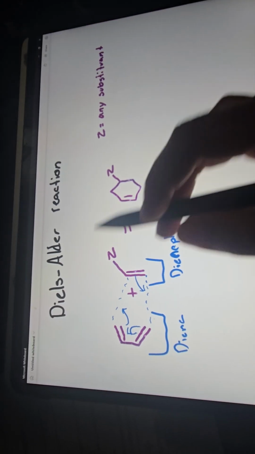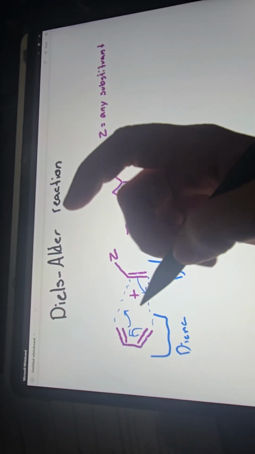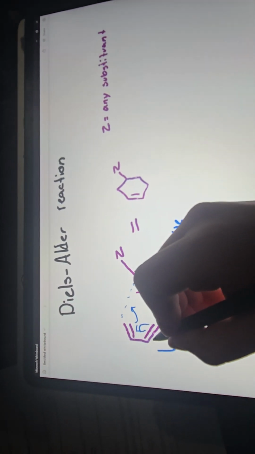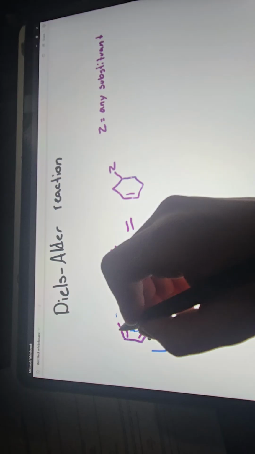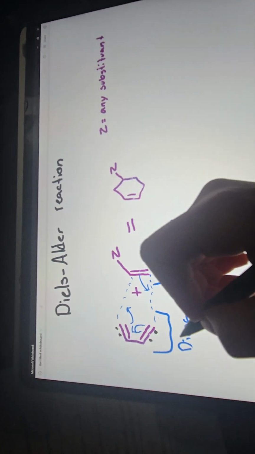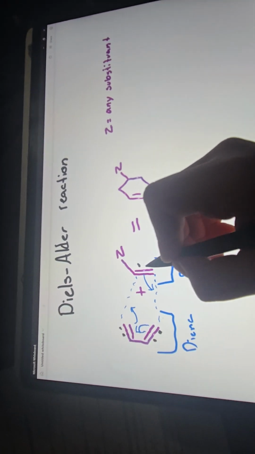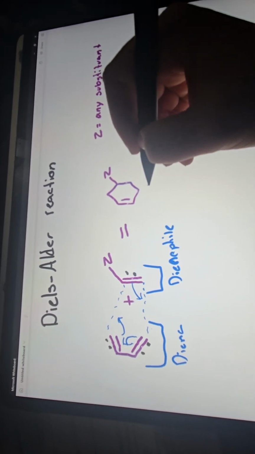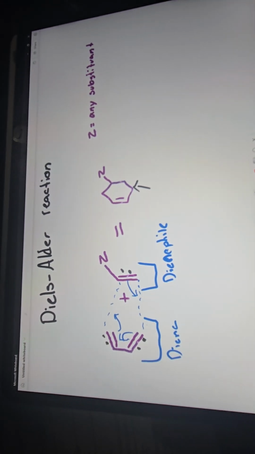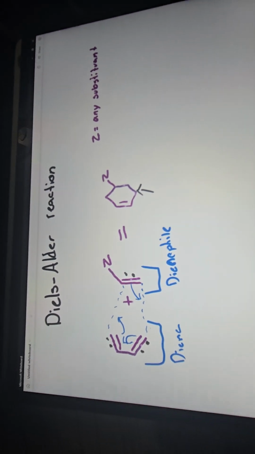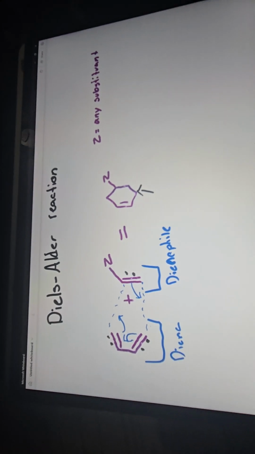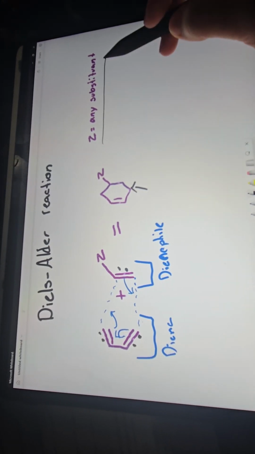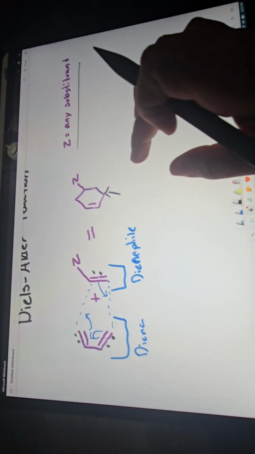This particular reaction that I'm showing is considered a 4+2 cycloaddition because in the diene, there are 4 electrons that are moving around, and the dienophile has 2 electrons moving around. And then it's a cycloaddition because it forms a ring. So that's the basic mechanism. By the way, the Z there is just any substituent that could be connected to it.